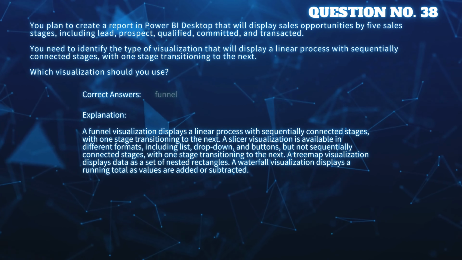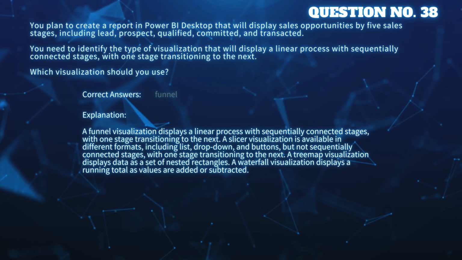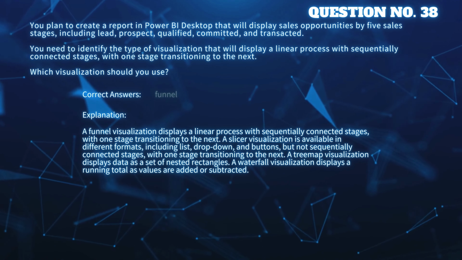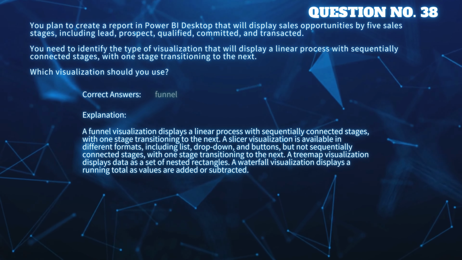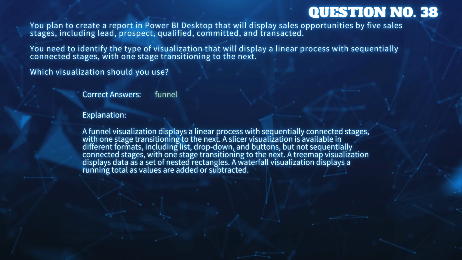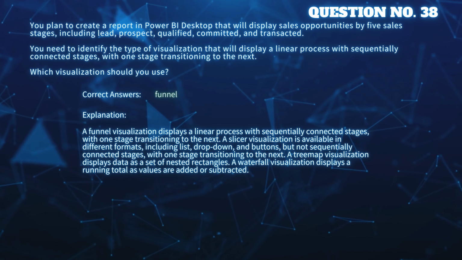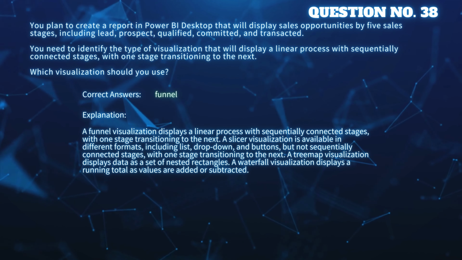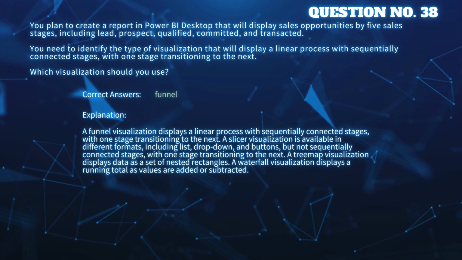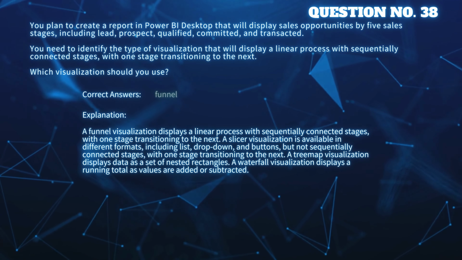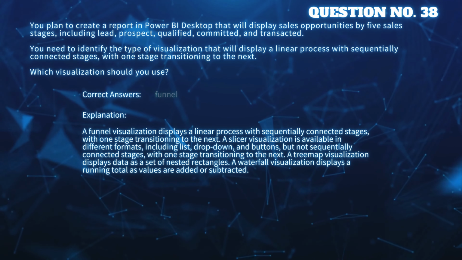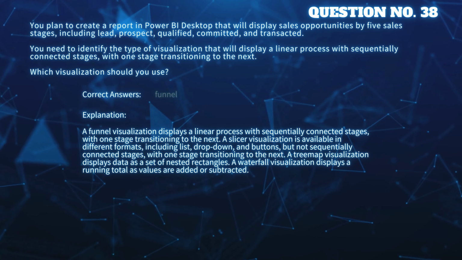Correct answers: funnel. Explanation: a funnel visualization displays a linear process with sequentially connected stages, with one stage transitioning to the next. A slicer visualization is available in different formats, including list, drop-down, and buttons, but not sequentially connected stages, with one stage transitioning to the next. A tree map visualization displays data as a set of nested rectangles. A waterfall visualization displays a running total as values are added or subtracted.